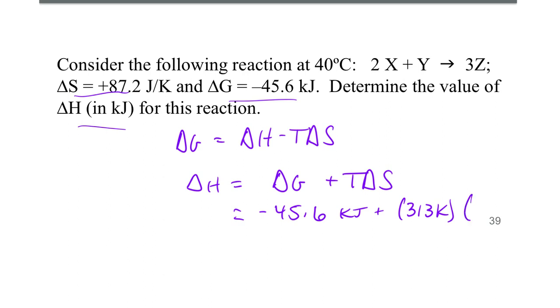And then the delta S in kilojoules, so that's 0.0872. And I get minus 18.3 kilojoules. Did anyone else get that? Great, I did it right.